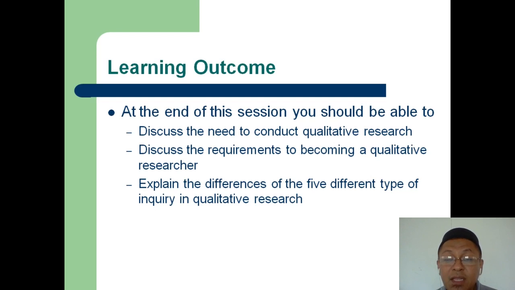interpretivism paradigm, the research methods that are normally used by researchers comprise 5. One is called narrative. Number 2 is grounded theory. Number 3, phenomenology. Number 4 is ethnography. And number 5 is case study. So these are the 5 different types of inquiry in qualitative research, which will be the main content of our discussion in this chapter.